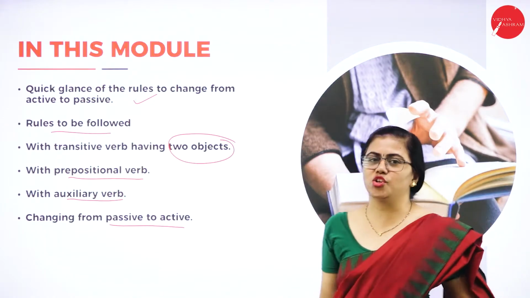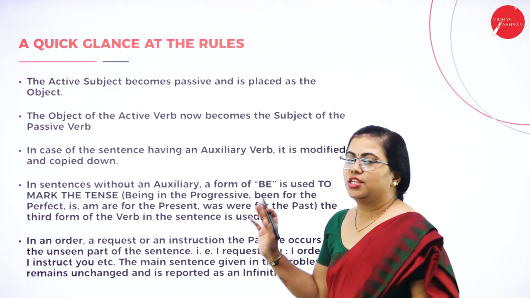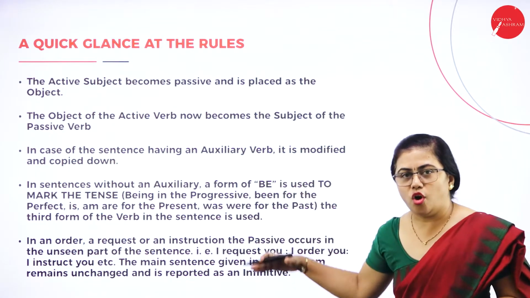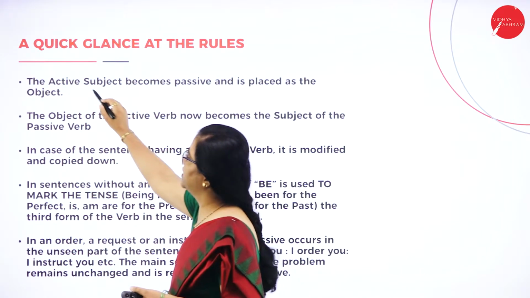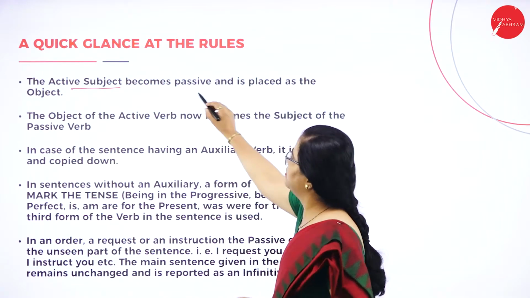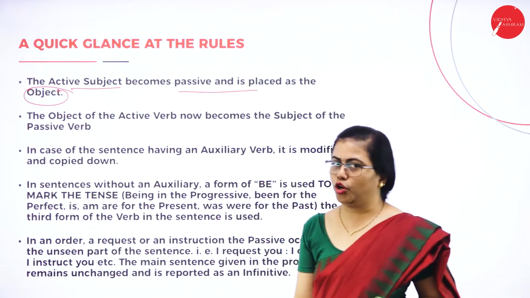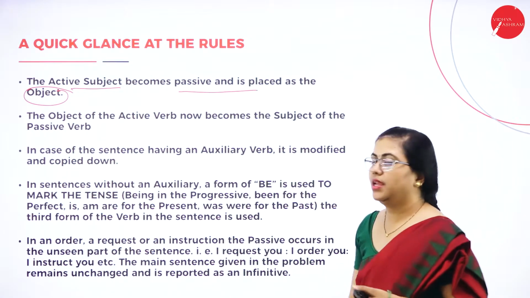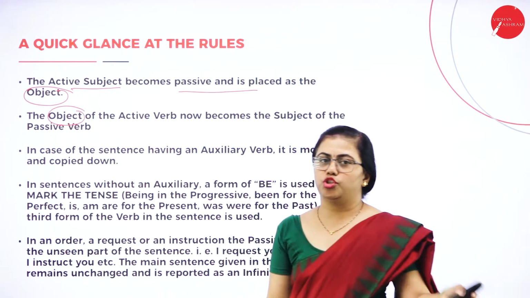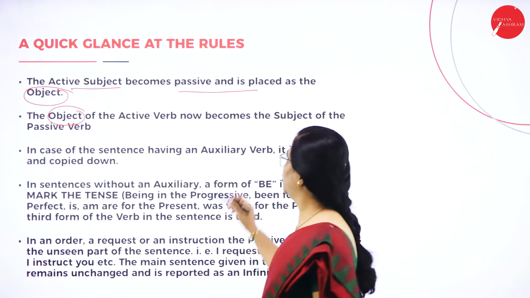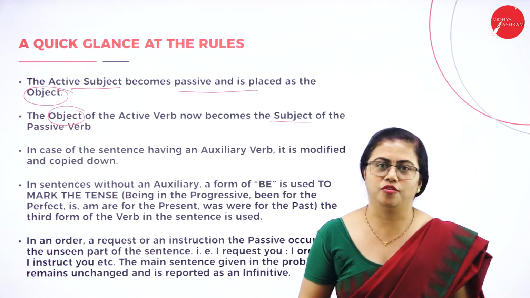We'll have a quick glance of the rules that we learned for changing from active to passive voice. Here you can see that I have just listed all the rules that we learned in the previous session. The most important rule was that the subject in the active voice becomes the object of the sentence in the passive. That was the most important rule that we had to follow. Again, when the subject goes to the object, obviously the object has to go to the subject part. So you have to interchange the subject and object of the sentences.